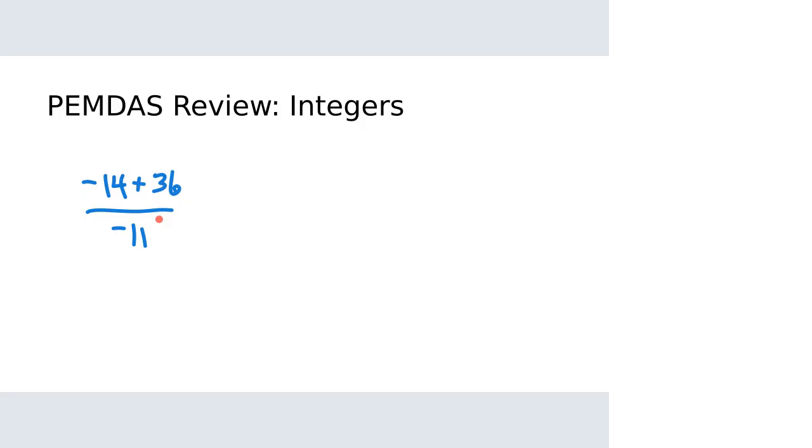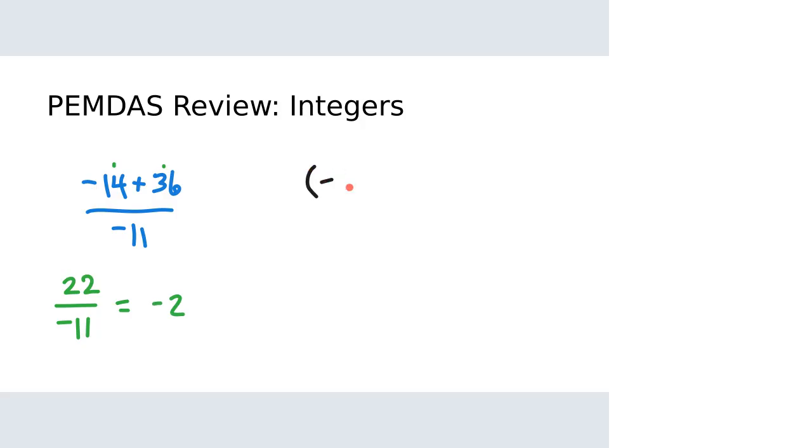So if we want to simplify this, we'll do everything on top. Let's see, that's negative 14 plus 36 is 22 over negative 11. And then we'll have to divide. And just like multiplying positive and negative, when I have one of each, I end up with a negative answer. Dividing is the same. So here, 22 divided by 11 is 2. Positive divided by a negative is a negative. And so we end up with -2 as a solution to that one.